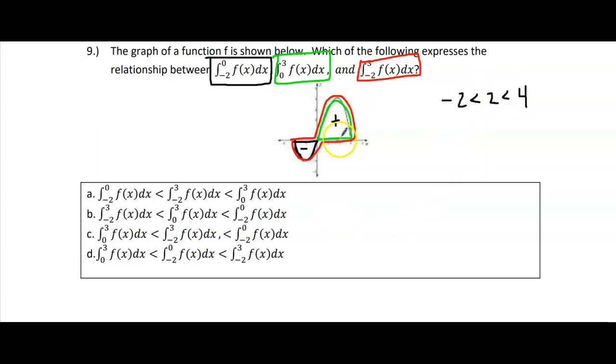And so in this case, the green is the biggest, the black is the smallest, the red is the one in the middle. So the black one's from -2 to 0, that's the smallest. And there's only one that has that, so we can already see right here that that would have to be the answer there. All right.